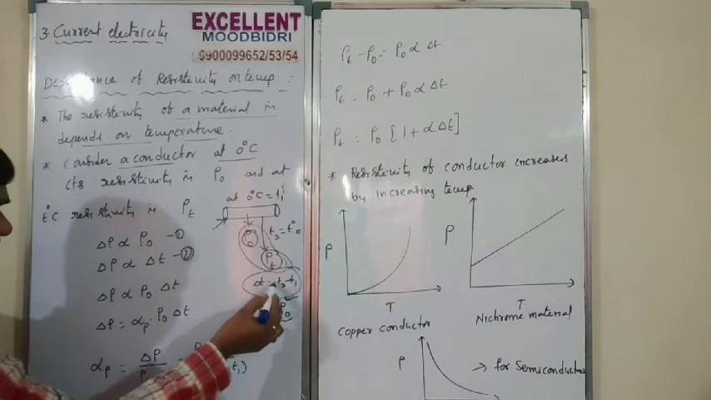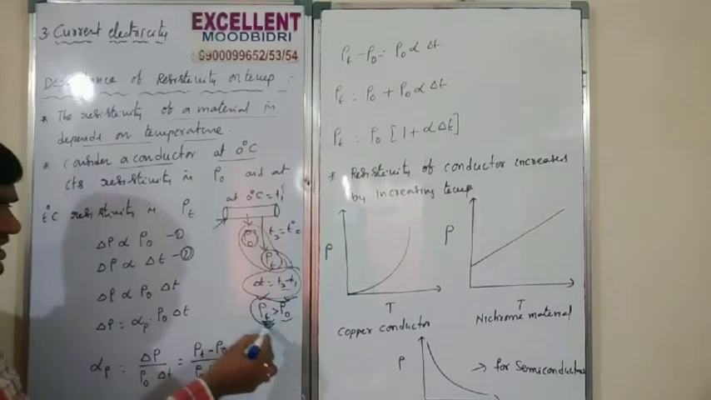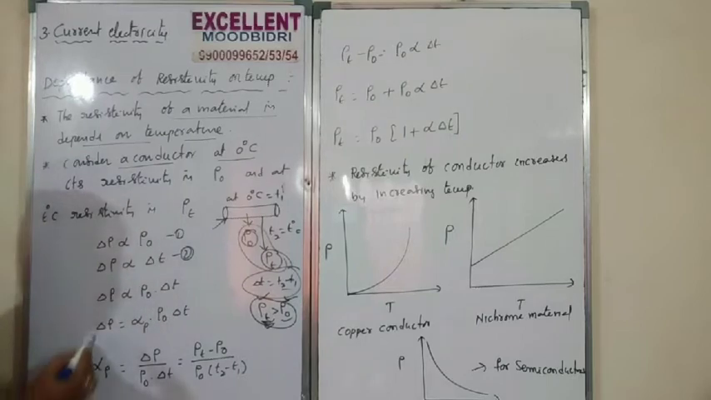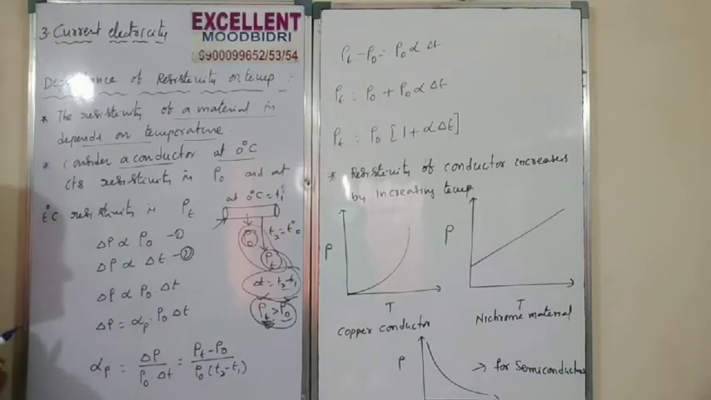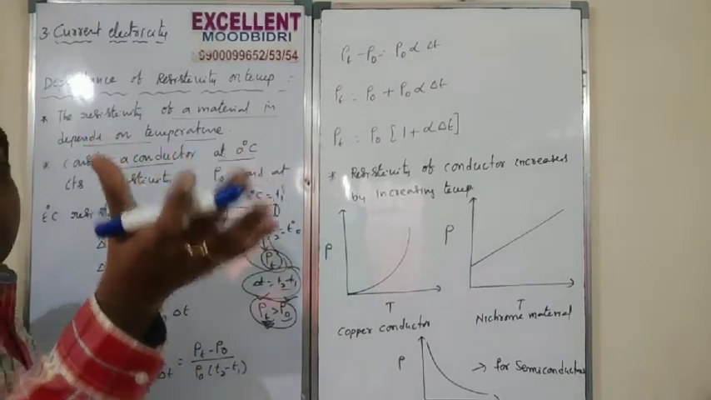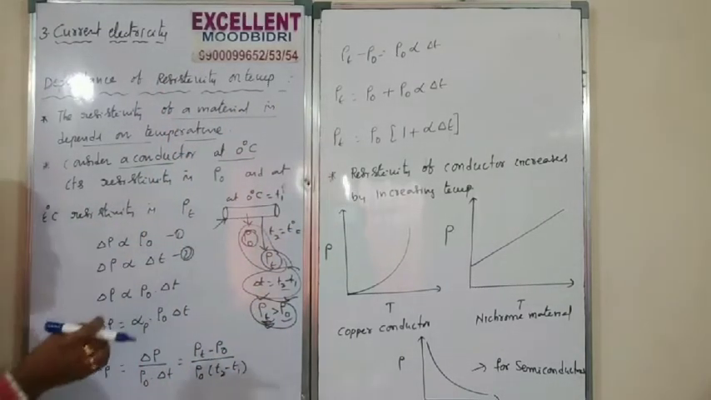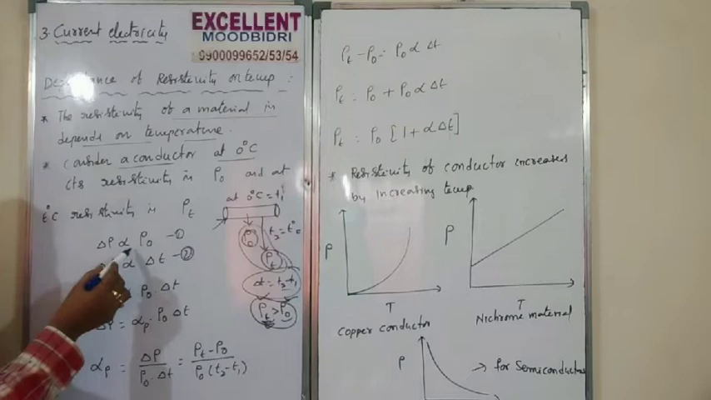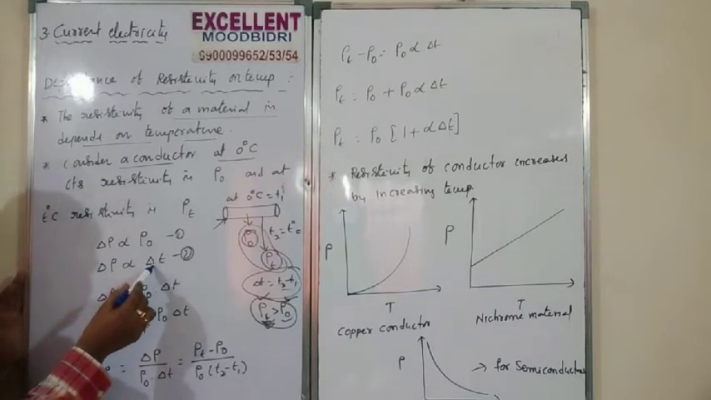The temperature can increase, and the resistivity also can increase. Therefore, the change in resistivity, delta rho, is proportional to rho naught. Correct? Initial value only. Initial resistivity is more. So while increasing temperature, the final resistivity also can increase. That means the change of resistivity also can increase. So the change in resistivity is proportional to rho naught. Similarly, the change in resistivity is directly proportional to the rise in temperature.